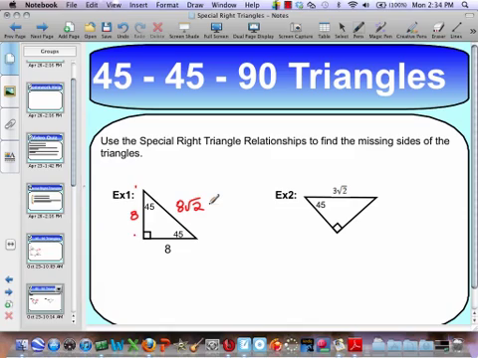Take a look at number 2. The legs would be 3. Why would the legs be 3? Because you times the legs by root 2. Yeah, if the hypotenuse is the leg times root 2, and that's 3 times root 2, what's being multiplied by root 2? 3. So it's 3, 3. Okay.